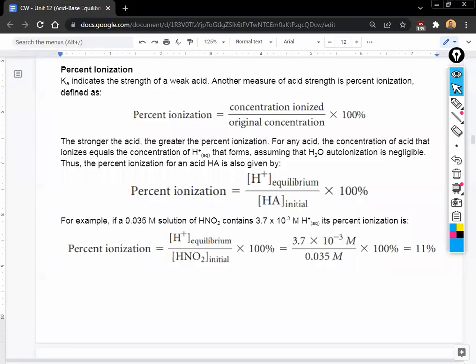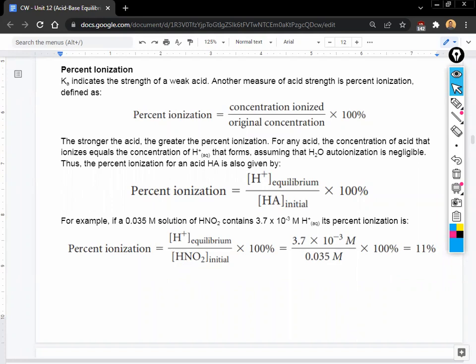Okay, so we use Ka to talk about the strength of a weak acid, right? So the greater the Ka, the stronger the acid. Now, another way that we can describe it is percent ionization. If you guys remember, weak acids don't dissociate completely, right? Only some of it dissociates. And so we can talk about it using Ka or percent ionization, which talks about the percentage that acid dissociates.